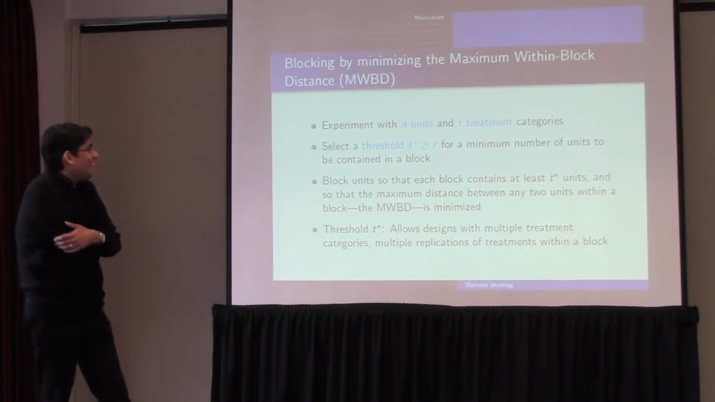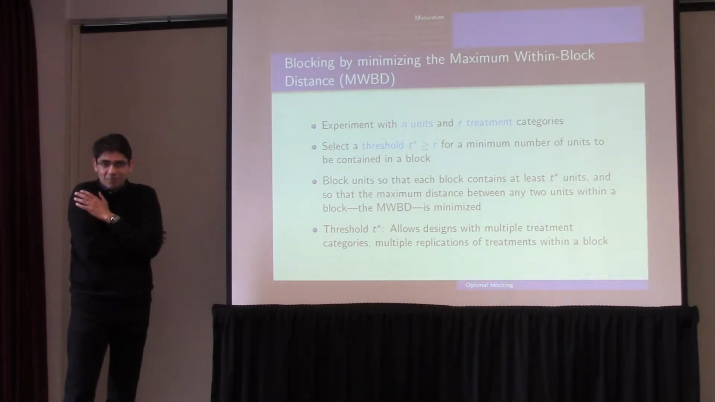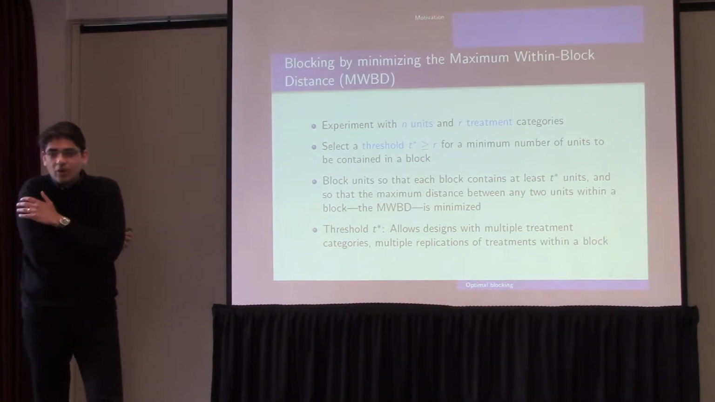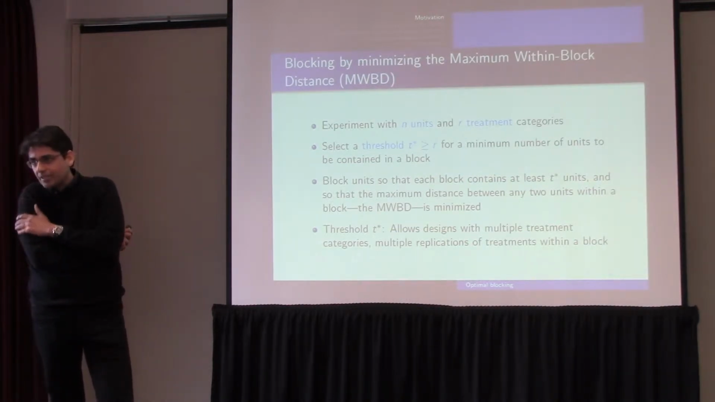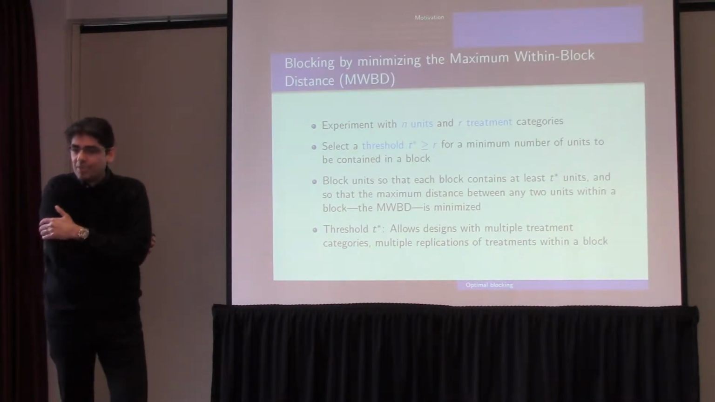So let me gear up a little bit of notation. I'm going to keep the notation at a minimum to describe our thing. So you have an experiment. You have n units and r treatment categories, and r is 2 or greater. It doesn't matter how many treatment categories you have, and it doesn't matter how large n is.